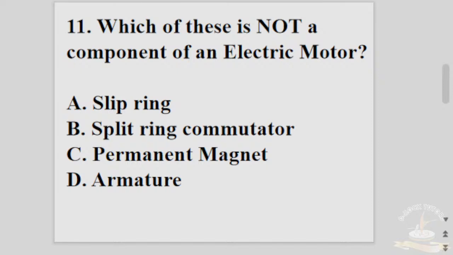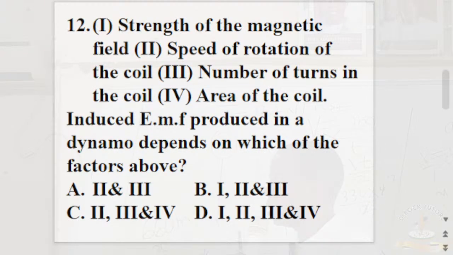Okay, now we have 4 Roman figures here. Roman figure 1, strength of the magnetic field. Roman figure 2, speed of rotation of the coil. Roman figure 3, number of turns in the coil. Roman figure 4, area or surface area or cross-sectional area of the coil.